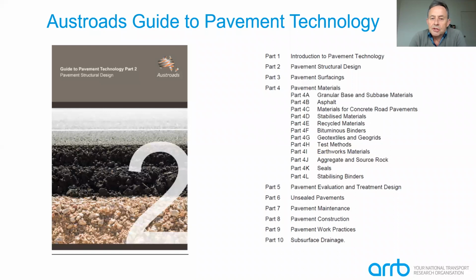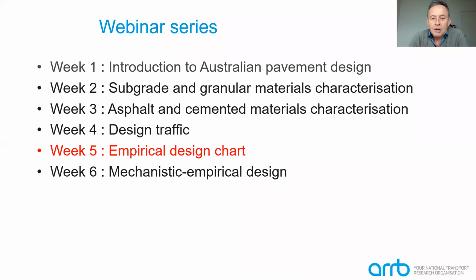So this design chart that we're talking about is in part two of the guide, which is the pavement structural design guide. And this week we're discussing this empirical method, which is based on empirical data about how roads perform. Next week we'll be talking about the mechanistic empirical design method, where we also take into consideration the response to load of pavements that we predict with a model. But this week we'll be looking at just the empirical chart.